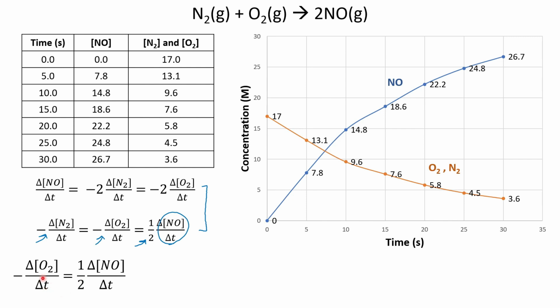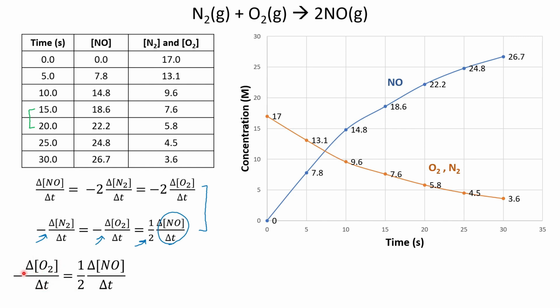Now, I can choose any time interval that I would like. I just have to make sure it's consistent here. So my delta T needs to be the same for both my oxygen and my nitrogen monoxide. Again, I need to look at the same time interval. So I'm going to look at the time interval from 15 to 20 seconds. Okay, let's just plug our numbers in.